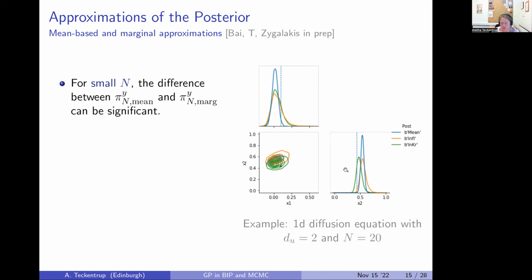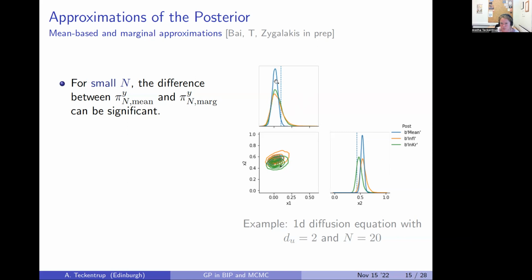Here I'm showing you different posterior approximations. So these are the posterior densities pi yn mean and pi yn marg. They are for the two parameters. So this top plot here is the marginal posterior for the first parameter, and then this bottom plot is the marginal posterior for the second parameter. And then we have the joint posterior of the two parameters here in this last plot. So we have three different posteriors here.